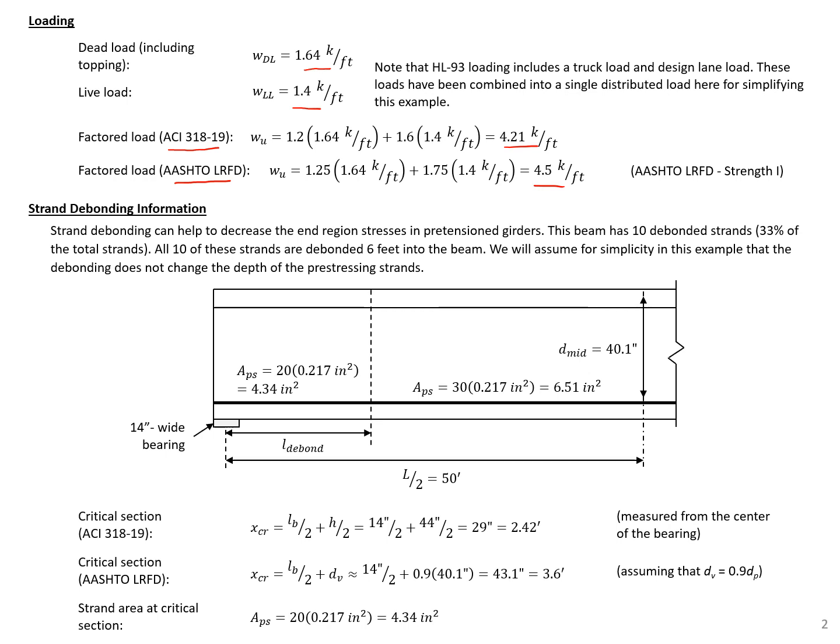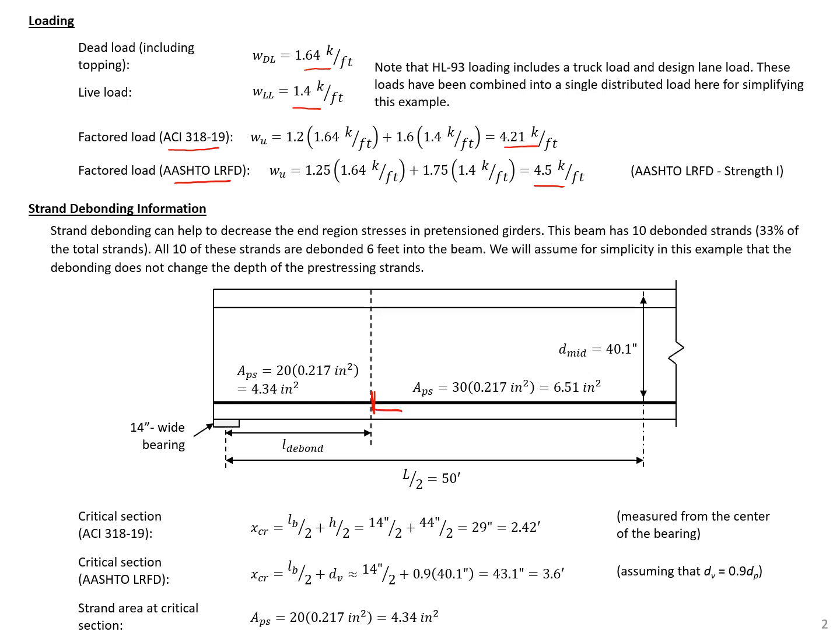You can see next that our beam has some debonded strands. So strand debonding can be used to help decrease our end region stresses in pretensioned girders. This beam has 10 debonded strands out of our total 30 strands, which is 33% of our total strands. And you can see that these 10 strands are all debonded 6 feet into the beam. So the 10 debonded strands don't start bonding with the concrete until 6 feet into the beam, and then they start to pick up stress.